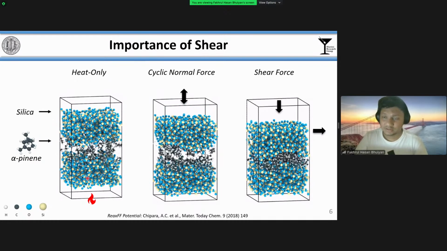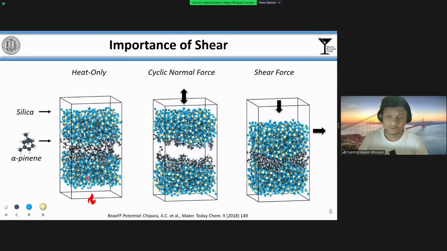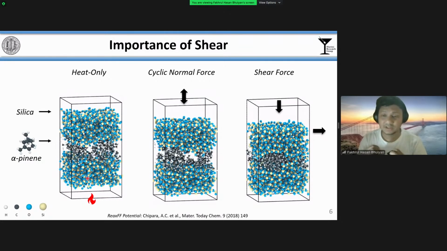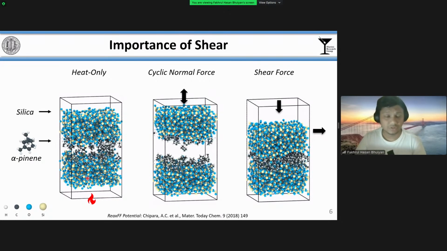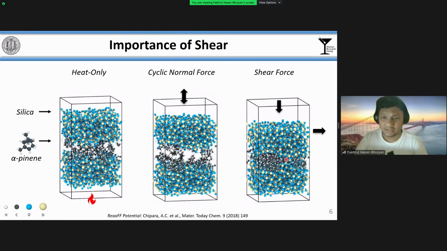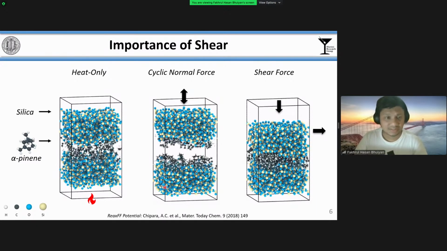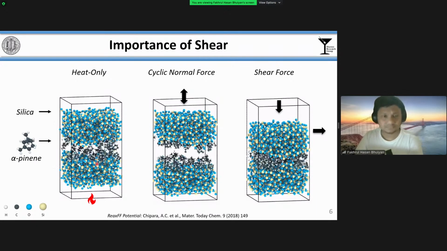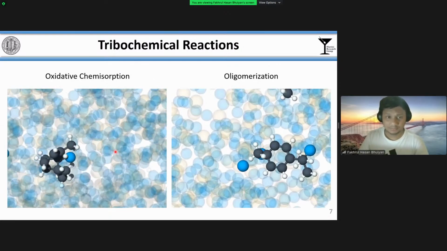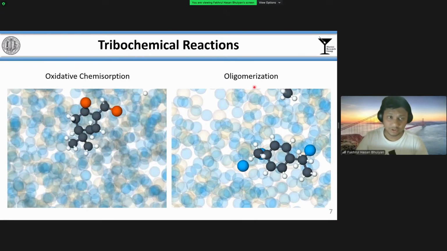Reactive force field can capture chemical association and formation, which allows us to study the chemical reactions happening at an interface. We performed three types of simulations: a heating simulation, a compression simulation, and a sliding simulation. We then tracked the chemical reactions that happened in these systems. The two key reactions that we looked at are oxidative chemisorption and oligomerization.